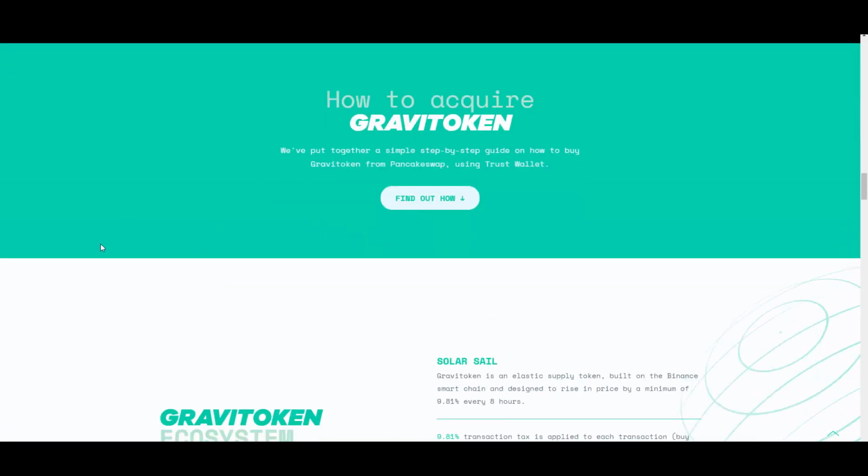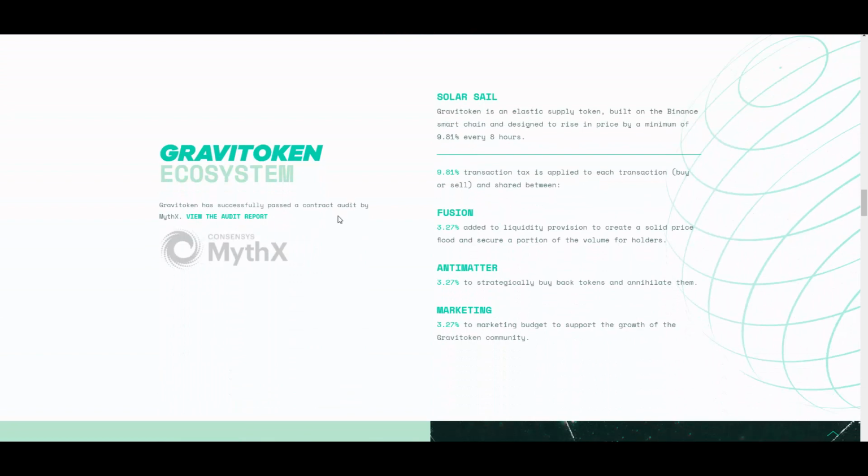Okay, how to acquire? This is simply a how-to-buy tutorial, and then we have the breakdown of the tokenomics. What I also wanted to point out is the community that they have, which is over 20,000 people strong and still growing, and they are targeting a $1 billion market cap, so it's still early in the game. We'll go over the statistics in a second, as I said, but just pointing it out.